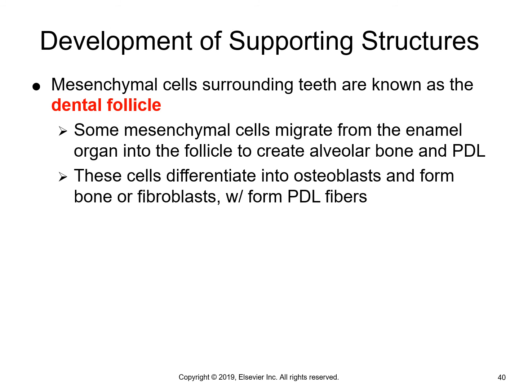As far as development of supporting structures, we have those mesenchymal cells that surround our teeth, known as the dental follicle. Some of these mesenchymal cells will migrate from the enamel organ into the follicle to create alveolar bone and the periodontal ligament. These cells will then differentiate into osteoblasts and form bone, or fibroblasts, which will form periodontal ligament fibers.